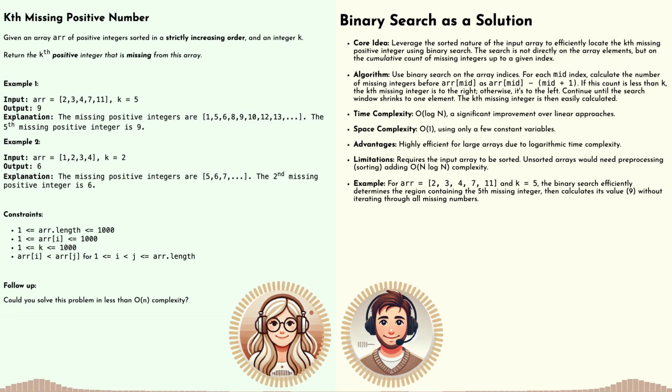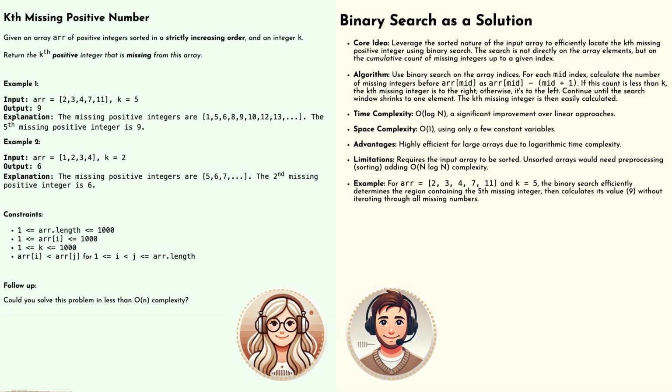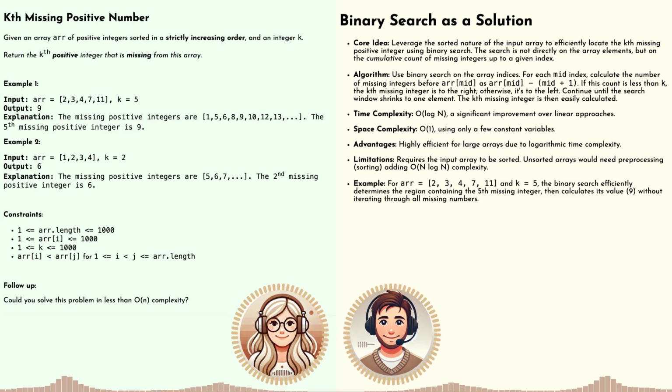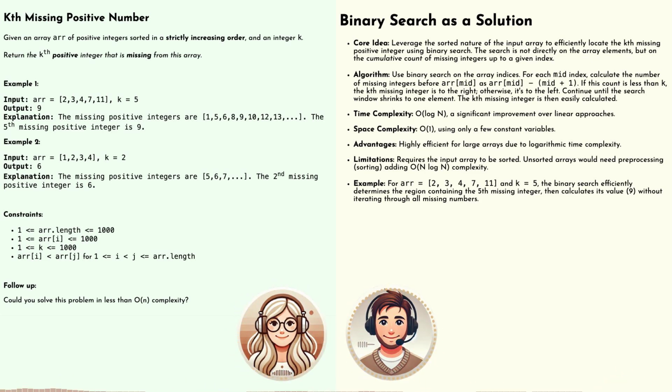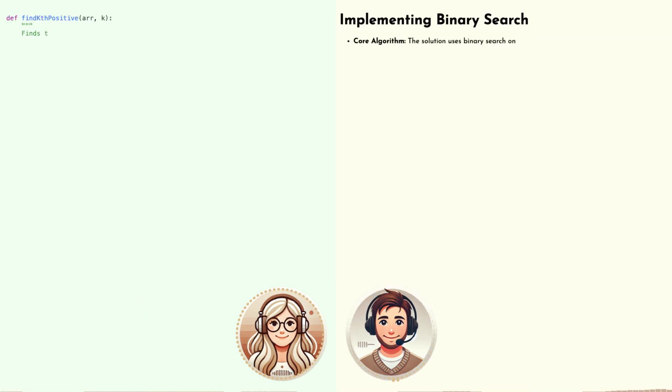We need to shift our thinking a little bit. Instead of searching for the value of the Kth missing integer directly, we're going to search for the position in the array where the count of missing numbers before that position equals k. So we're not looking for the actual number itself. Not directly. We're looking for where it should be, based on how many numbers are missing before it. I think I'm starting to see it.